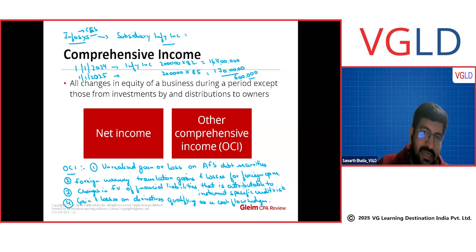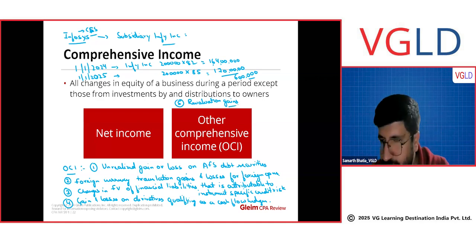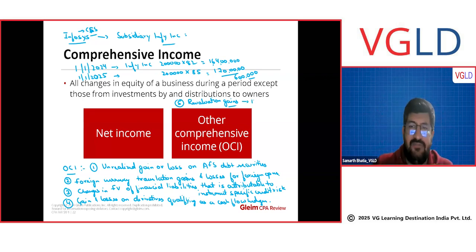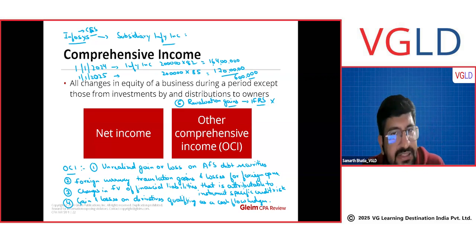This is as per US GAAP, and as per IFRS, there are a total of 5 points. And the 5th point is revaluation gains. So if there is a revaluation surplus or revaluation gain, that is something only being part of IFRS. And this is not being treated in our exam. Because as per US GAAP, the revaluation of an asset is not allowed. So that's why revaluation gain or revaluation surplus is not part of US GAAP.